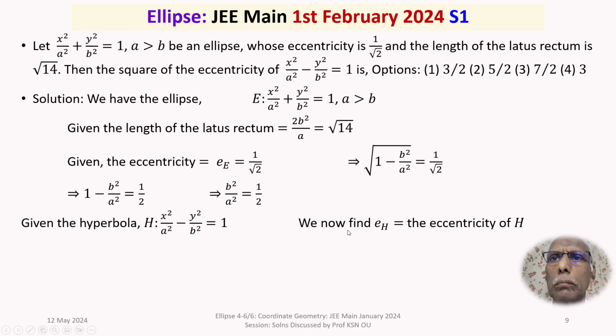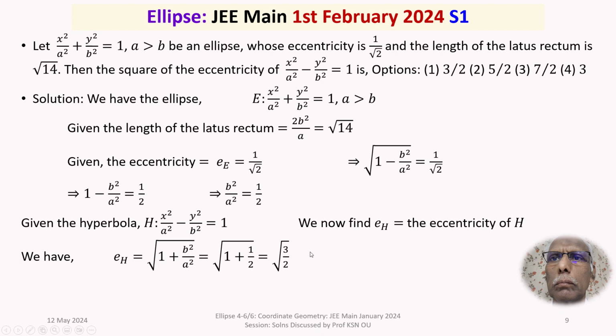So we now find the eccentricity of this hyperbola. So we have e_H is equal to under the square root of 1 plus b square by a square. You have to remember the formula. That is, b square by a square is 1 by 2. That is under the square root of 1 plus 1 by 2. That is under the square root of 3 by 2.